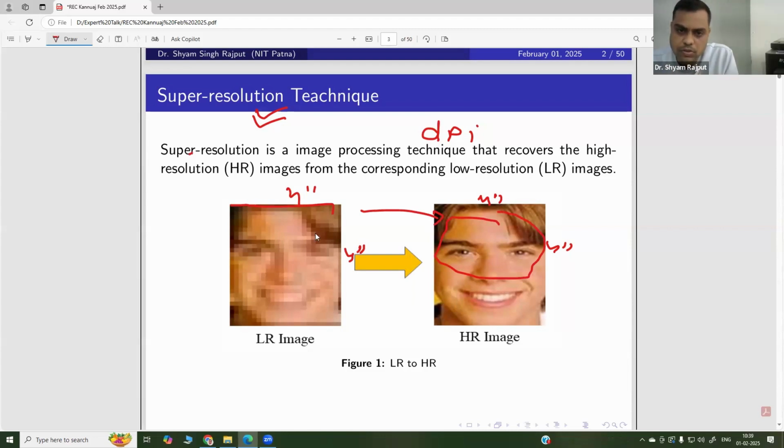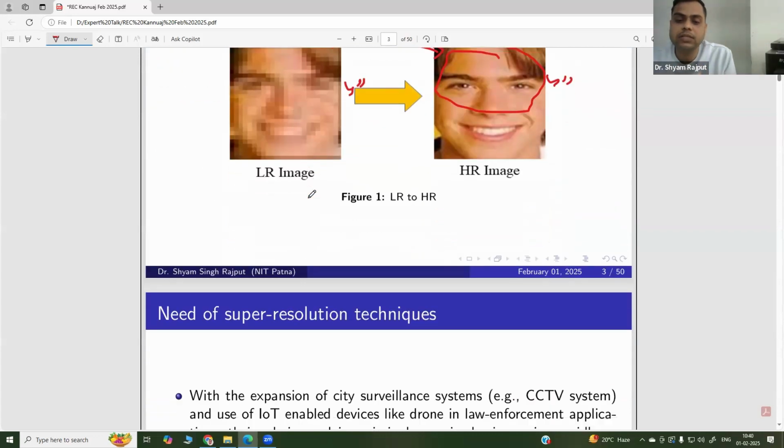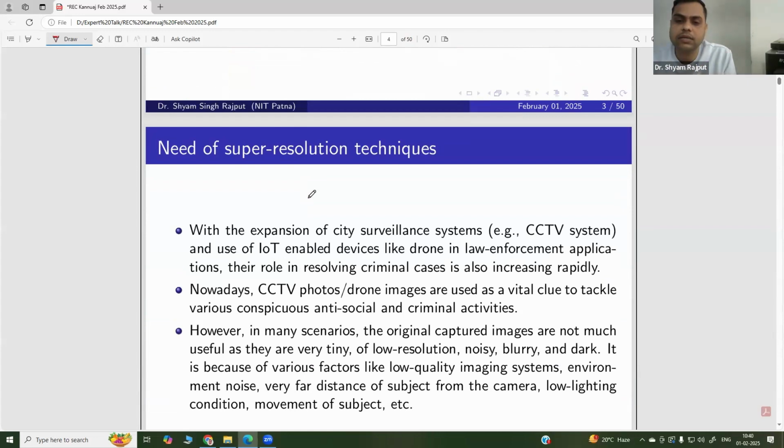The meaning of super resolution is this: it is an image processing technique that is used to generate higher resolution images from low resolution images. So why is this technique required, and how is it helpful in the present scenario, in our real life and real society? Let's try to understand the importance and need of the super resolution technique.